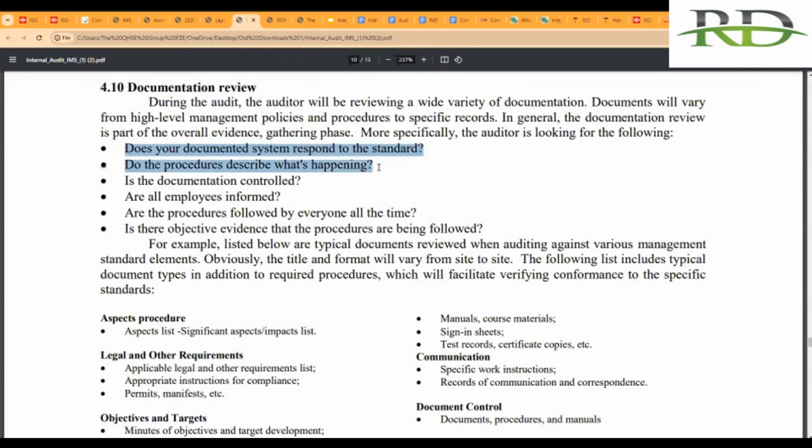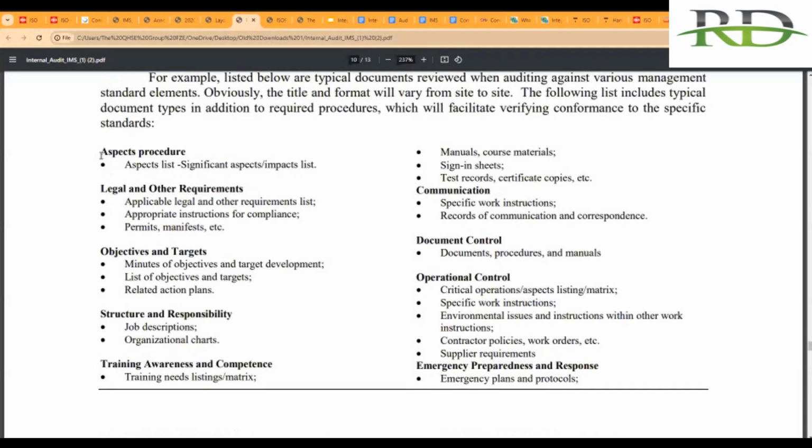Do the procedures describe what is happening? Is the documentation controlled? Are all employees informed? Are the procedures followed by everyone all the time, and is there objective evidence that these procedures are being followed? This is what you're looking for. Okay, this is what you're looking for, and you look for this under these documents.